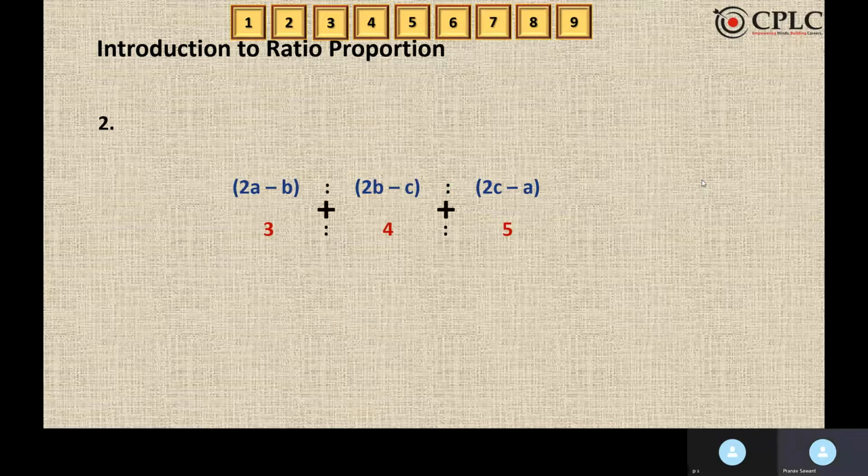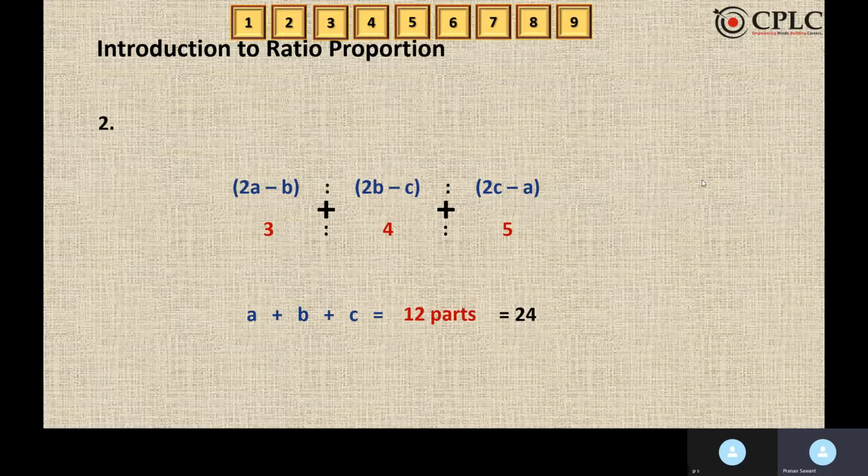Now let's check whether the addition of A, B and C is equal to 24 or no. So for that, we'll have to add all the ratios given to us. So by adding 2A minus B plus 2B minus C plus 2C minus A, we'll get A plus B plus C. We have to also add 3, 4 and 5 as those are the values of the ratios. So after adding 3, 4 and 5, we'll get 12. But the actual value given to us is 24.